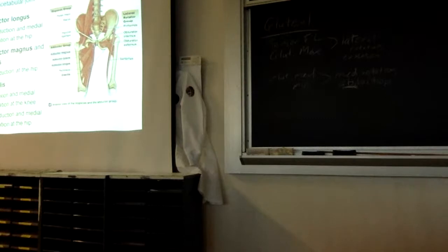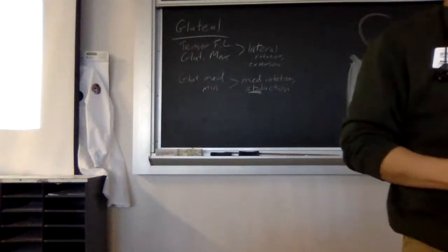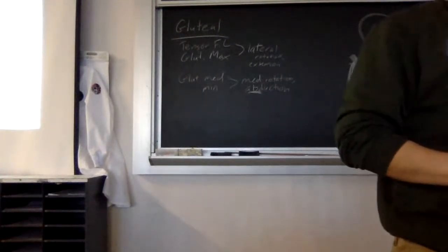Longus is peeking out on the anterior side. Magnus is peeking out on the posterior side. Yes. Longus anterior, Magnus posterior. I have no mnemonics for this. If someone can come up with something, let me know.